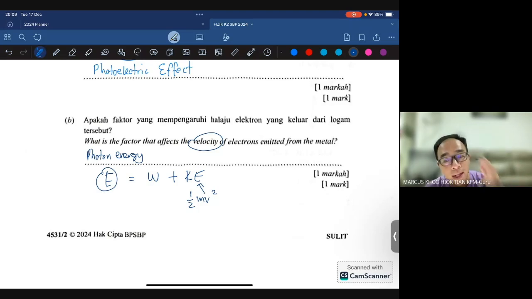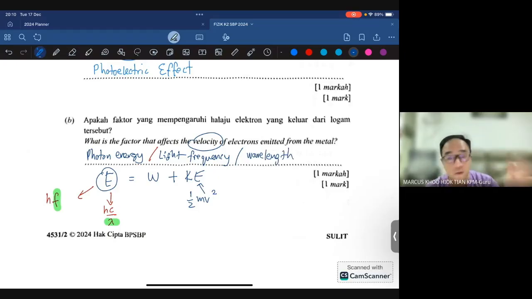But we know that the light energy has two formulas. One formula is E = hf and the other is E = hc over lambda. So in some sense, the frequency of the light and the wavelength of the light also affect the velocity of the electrons. Ada pelbagai jawapan lah untuk ini. There's more than one answer. One answer is photon energy, the other answer is light frequency, frequency cahaya. Another one is wavelength of the light lah. Any one of these is a fine answer.